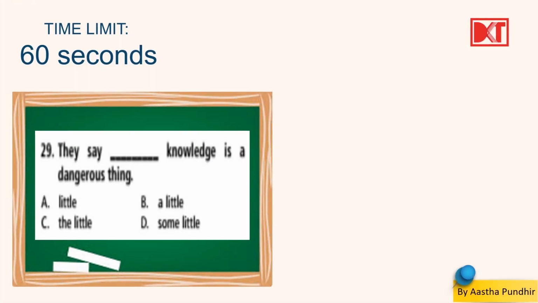They say dash knowledge is a dangerous thing. Little knowledge, a little knowledge, the little knowledge, or some little knowledge. Correct answer is, they say a little knowledge is a dangerous thing.